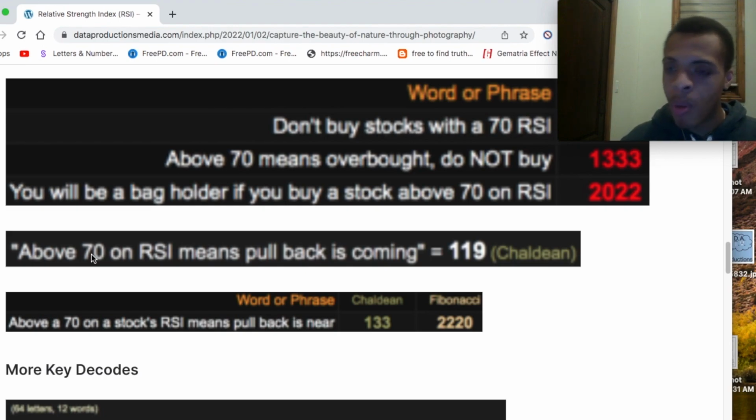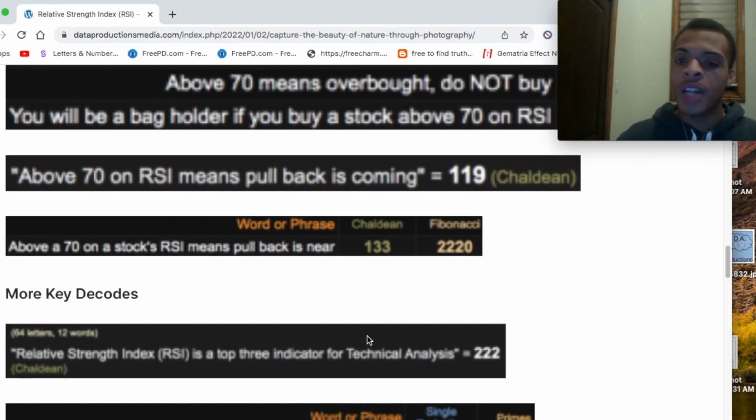119 in Chaldean. Remember 9/11, 11/9, alert, alert, alert. Especially that's in the Chaldean decode. So make sure you realize that when it's above 70, a pullback is coming. Above a 70 on a stock's RSI means pullback is near. 133 in Chaldean, 2,220 in the Fibonacci.